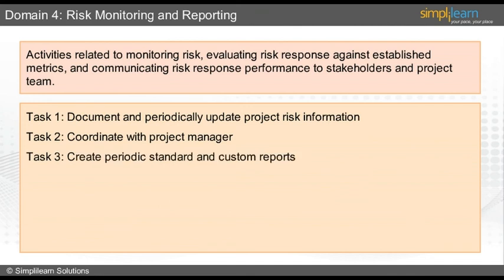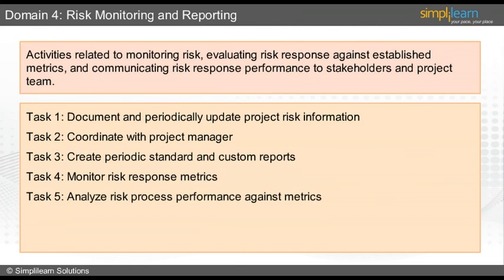The third task is to create periodic standard and customized reports which contain risk-related metrics as per the Risk and Communication Management Plan. The fourth task is to monitor risk response metrics by analyzing so that it will be helpful in tackling residual and/or secondary tasks, if any. The fifth task is to analyze risk process performance against metrics in order to drive risk process improvements. The sixth task is to update project risk management plan using internal and external inputs in order to keep the plan updated.